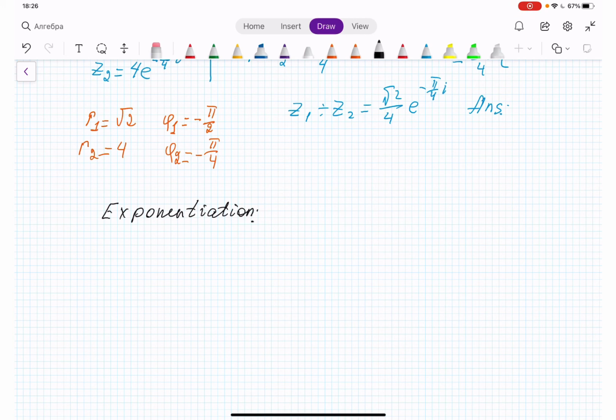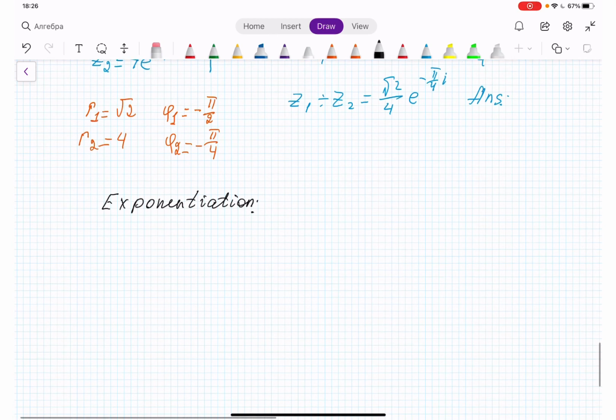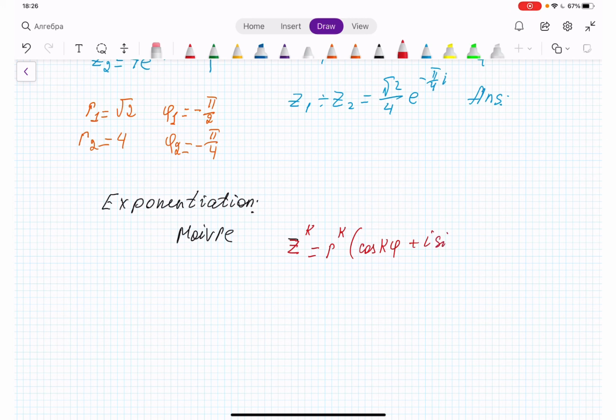For exponentiation of complex numbers in trigonometric form, we are using the formula that we call De Moivre's formula, which says z to power k is equal to r to power k times cosine k theta plus I sine k theta.